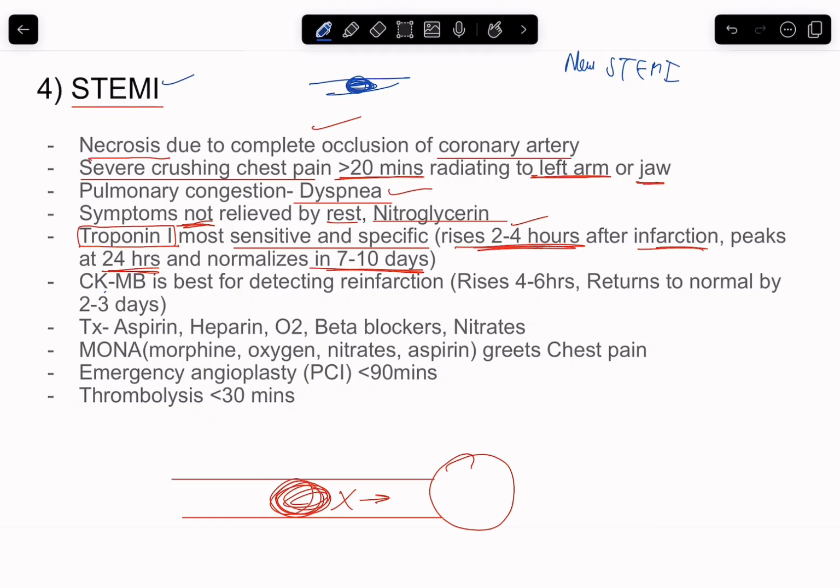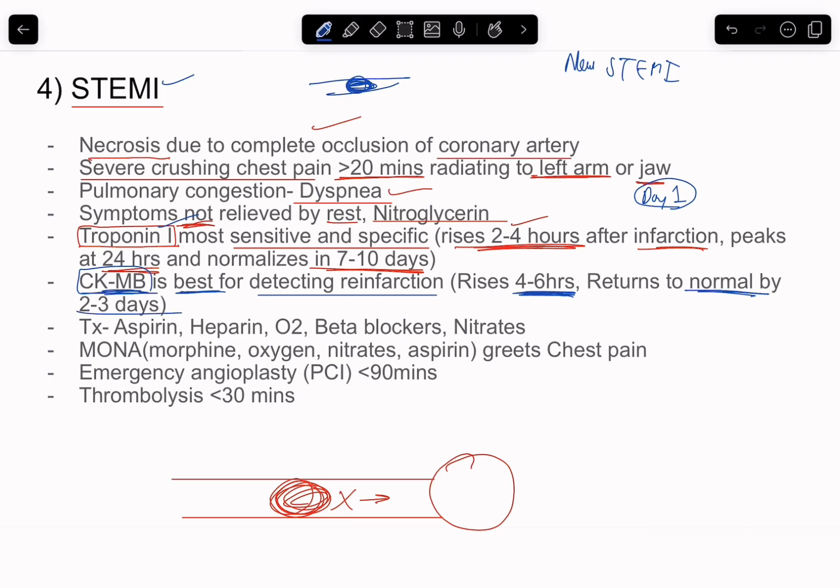For this, you can do another enzyme test, that is your CKMB or creatine kinase myoglobin enzyme, that is best for detecting reinfarction. The logic behind this is that on day one, if the patient presented with ST elevation myocardial infarction, you did the troponin I test, the troponin I are high, you see that the cardiac myocytes are dead, and then you see the CKMB also. CKMB will rise after 4 to 6 hours and it returns to normal by 2 to 3 days.